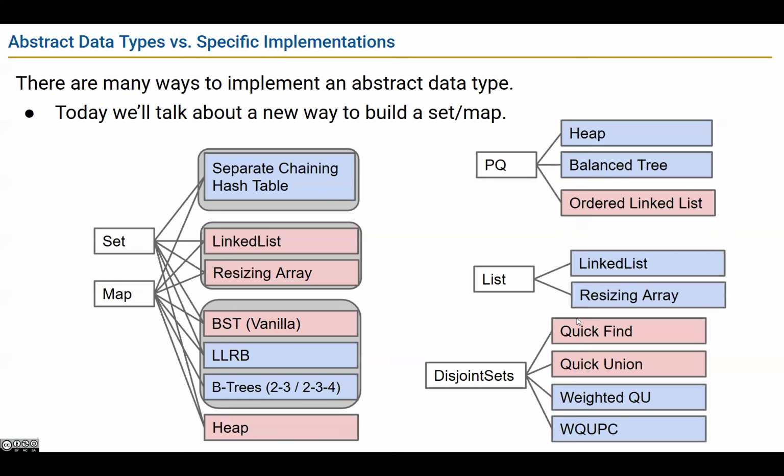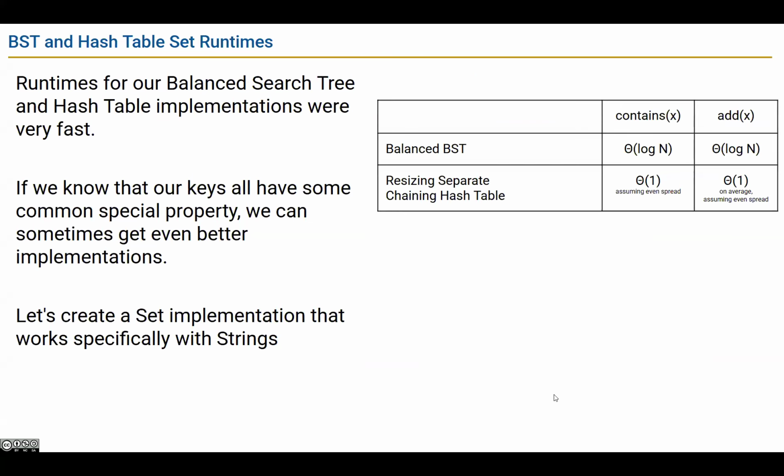So far, we've looked at a lot of these different data types, right? We've had sets, we've had maps, priority queues, lists, disjoint sets. Today, we're going to look at a new way to build a particular type of set and map. In particular, so far, we've seen these two types of sets and maps. We've seen the balanced binary search tree. Using an LLRB, we're able to get log n runtime for both contains and add. Using a hash table, we're able to get constant time.